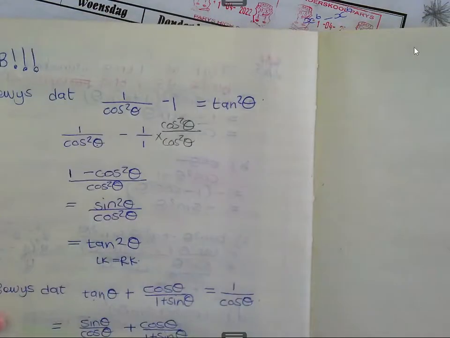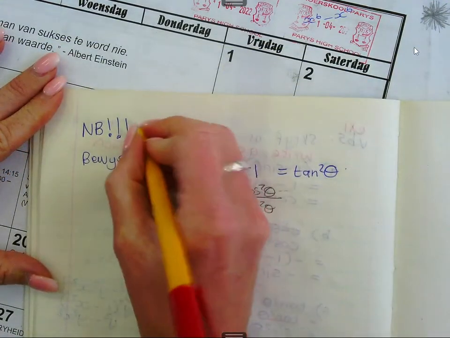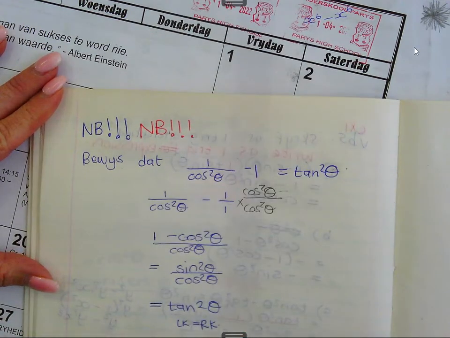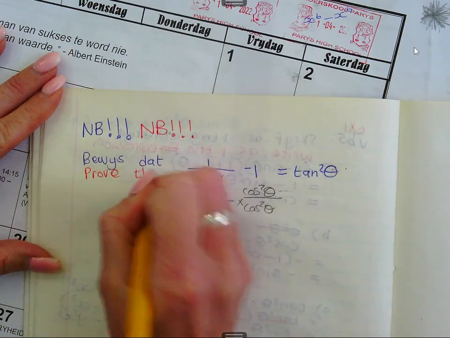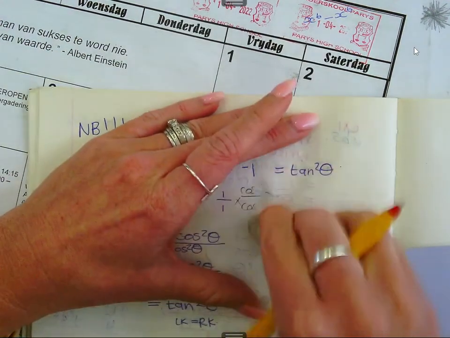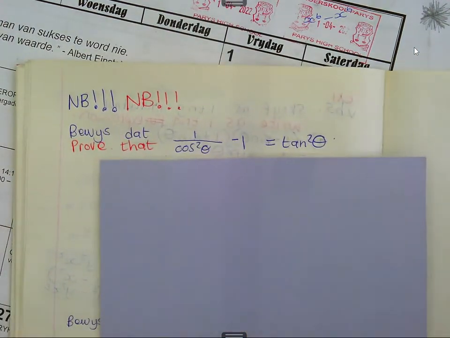Okay, grade 11s, I want you to write NB, NB. The type of sums that we are going to practice now is we are going to say, prove that 1 over cos squared theta minus 1 is equal to tan squared theta.